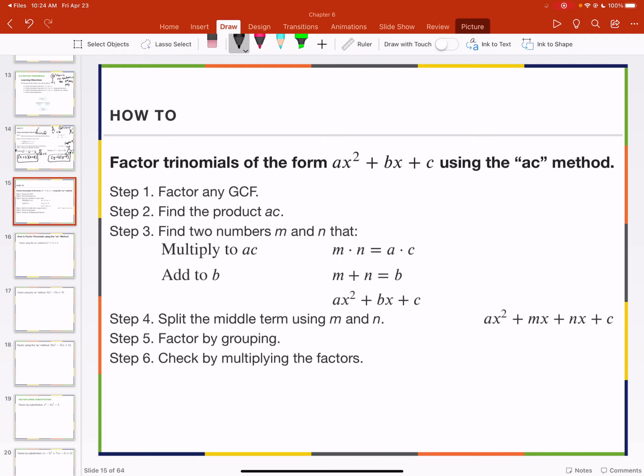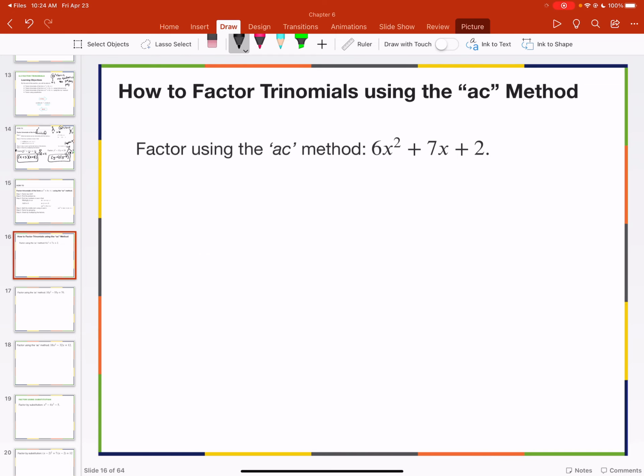So what you do is, first of all, you factor out any greatest common factor that you can, if there is one. And then after that, you take A and C, you multiply them, you find two factors of that which add up to the middle term, and then from there you rewrite the whole thing and factor by grouping. So let me go ahead and show you what I'm talking about.